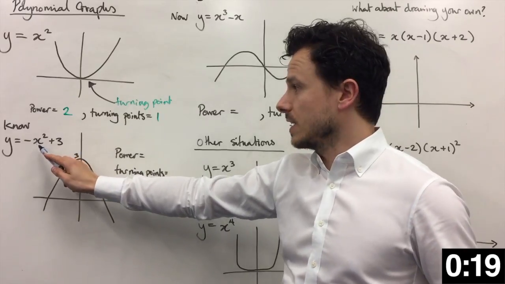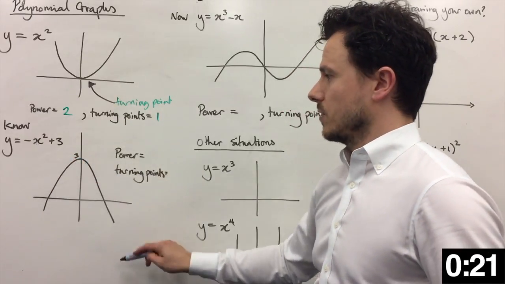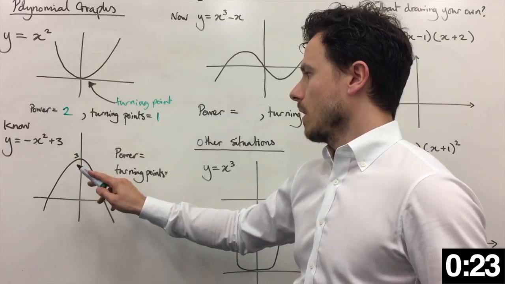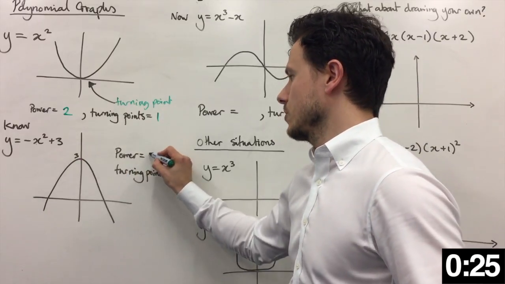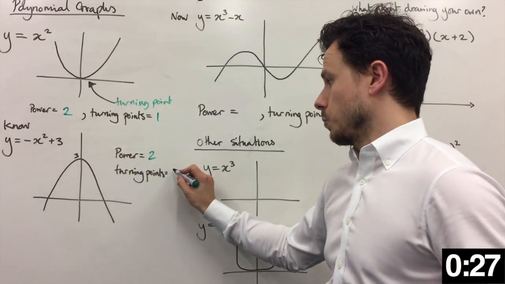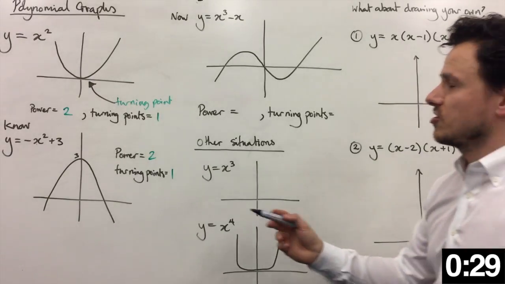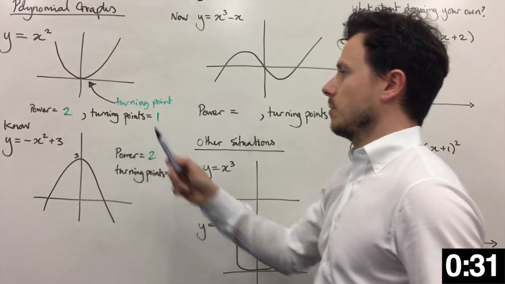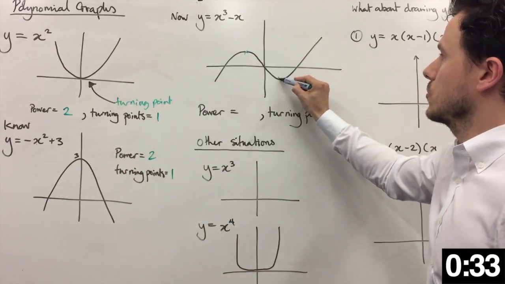Also, we know about minus x squared. It's upside down here compared to how we see it normally. Again, the power is 2, but we still have just one turning point. So it seems to be a general theme: we have a power, and the number of turning points is one less.